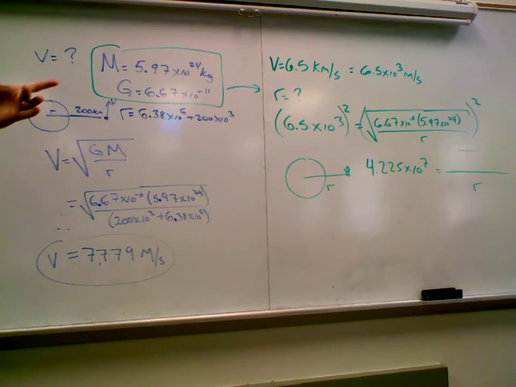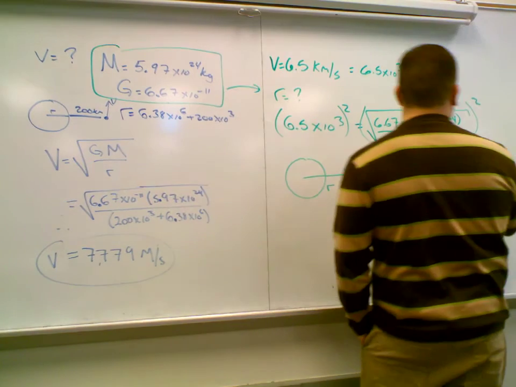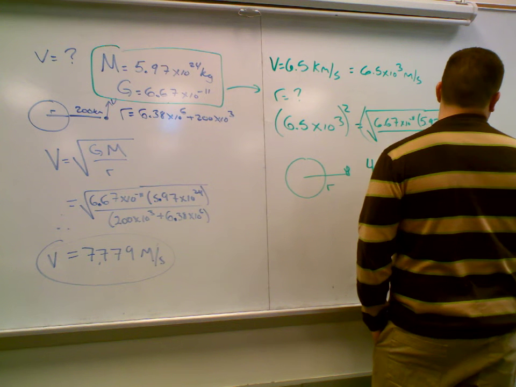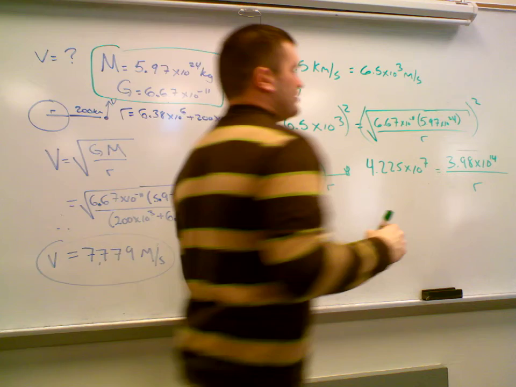So I'm going to simplify that top part. So 6.67 times 10 to the negative 11. Wait, we have to square that too, right? No, because it's under the square root, so you do not need to square it. Squaring the velocity takes the square root off that. 3.98 times 10 to the 14. Just do the top in the calculator. Just multiply big G and the mass of the Earth.